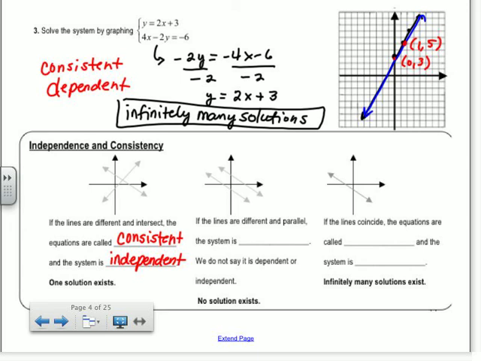Okay, next one. If the lines are different and parallel, the system is inconsistent because there's no solutions. And then we don't go into our subcategory. We don't say dependent or independent. We just say no solution exists. If the lines coincide, the equations are called consistent because there's an answer, and the system is dependent.